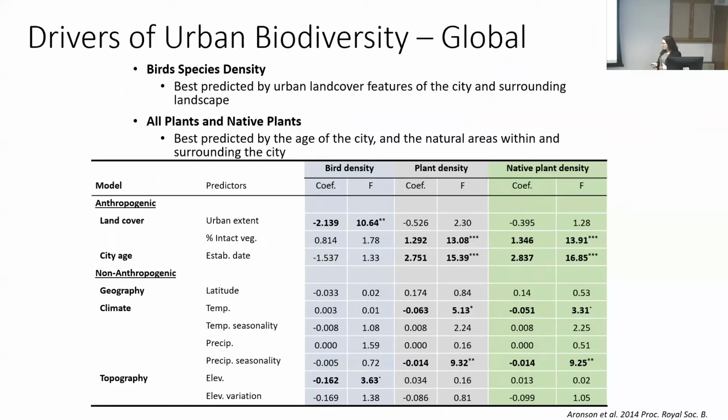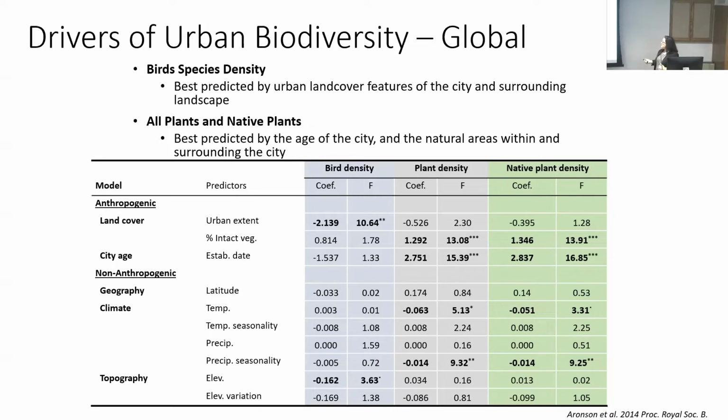At the global scale, we found that the best predictors of plants and native plants were the cities. So we were really interested: we can look at these geographic trends, and we all know that latitude is an important determinant of biological diversity, and things like precipitation and climate drive biomes and species distributions. But what about cities? Are there features of cities that are more important in determining species, in this case, species density, or the number of species per kilometer?